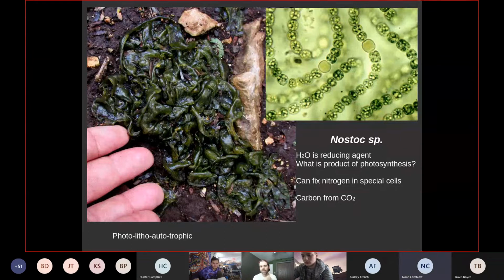Cyanobacteria. Yeah, okay. We learned about that last lab. Gotcha. So you've seen this before, and you know that it's actually a genuine multicellular organism with cellular differentiation. We've got these little heterocysts that can fix nitrogen. Okay, so you've seen this.